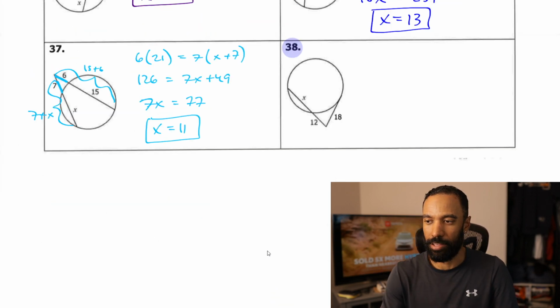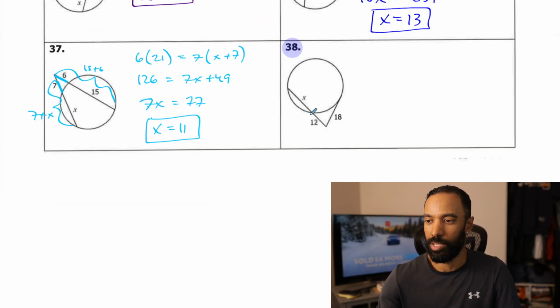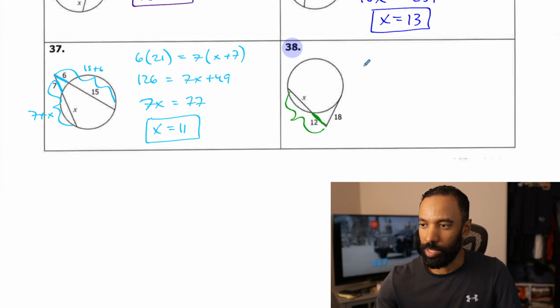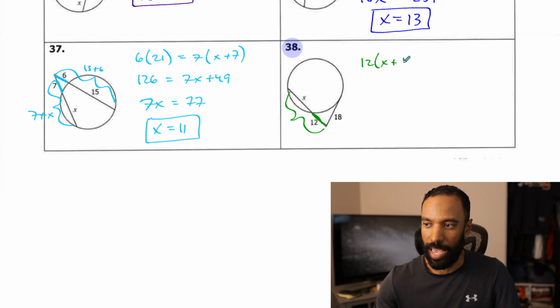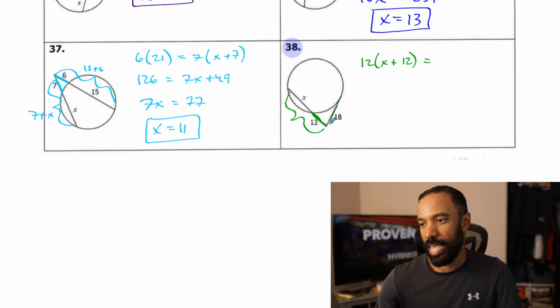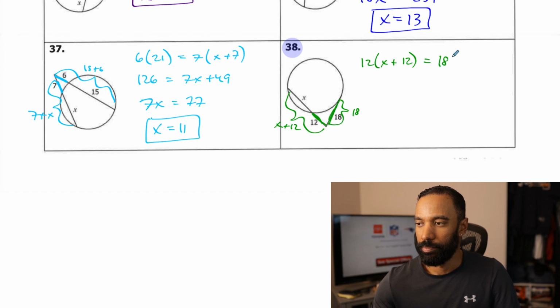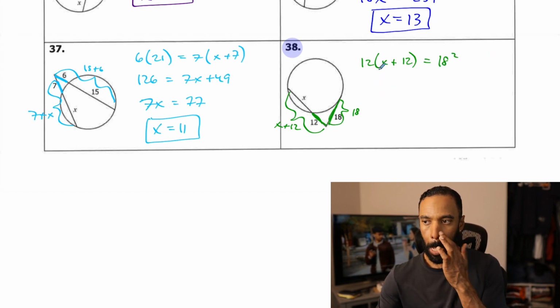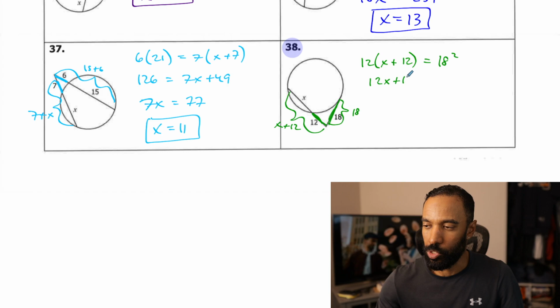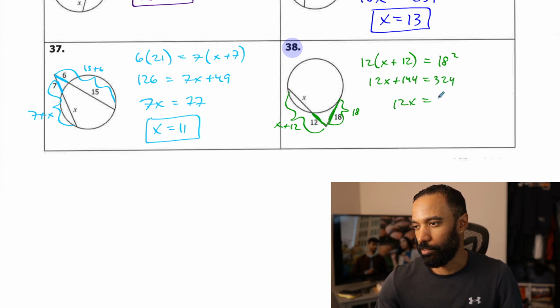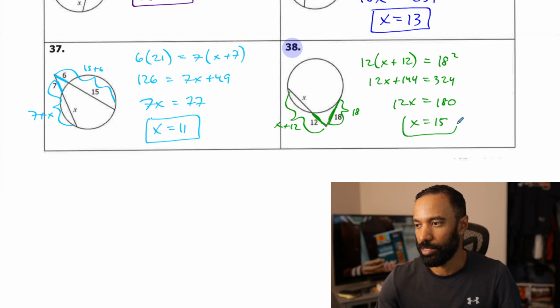Now I'm still going to apply the outside times whole equals outside times whole concept. Here's the outside. Here's the whole. So this is 12 times x plus 12 equals. Here's the outside. Here's the whole. They're both 18. This is x plus 12. That's 18. 18 squared. That's basically what's happening there. Distribute. You get 12x plus 144 equals 324. Subtract the 144 and you get 180. And divide by 12, you get x equals 15.